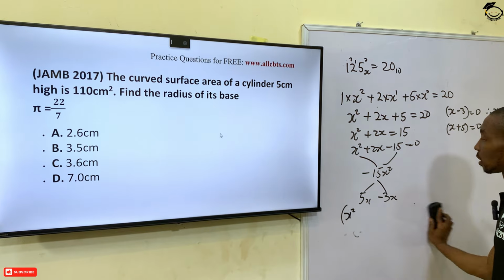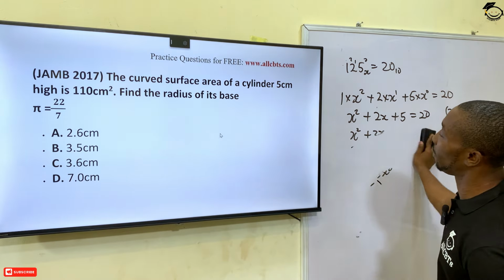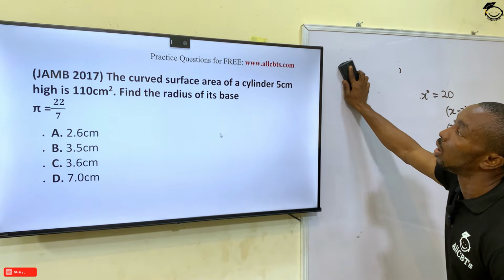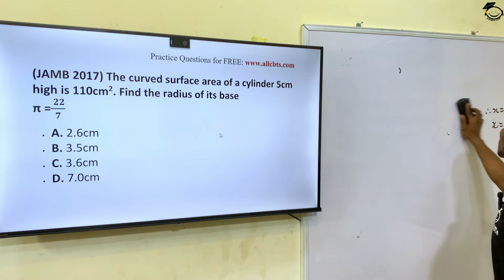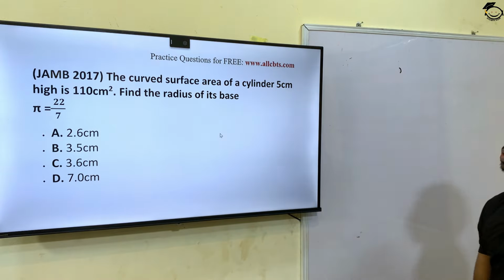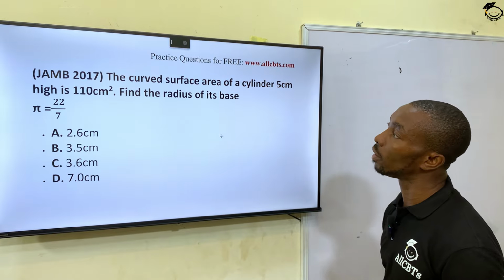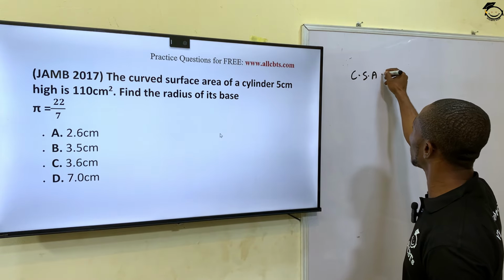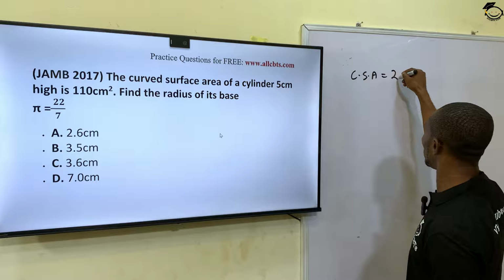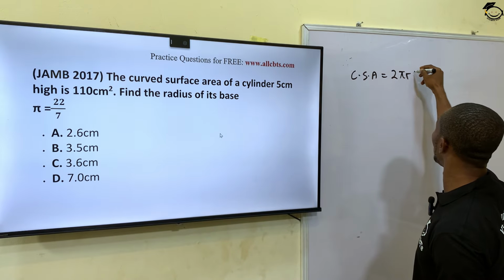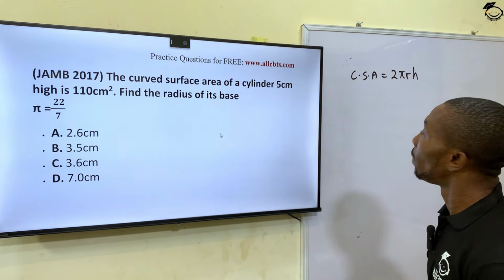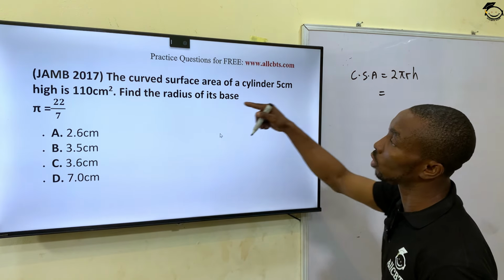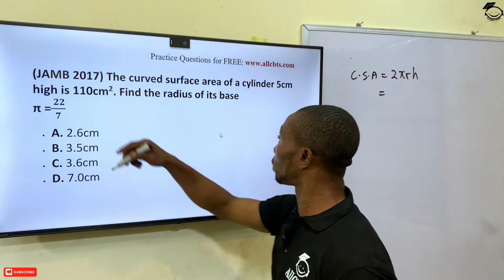Now, to our next question that says, the curved surface area of a cylinder 5 centimeter high is 110 cm. Find the radius of the base. Now, if we are to find the CSA, curved surface area of a cylinder, we'll be using the formula 2 pi r h. Okay? Now, using that formula 2 pi r h, we've been told that the curved surface area is 110.